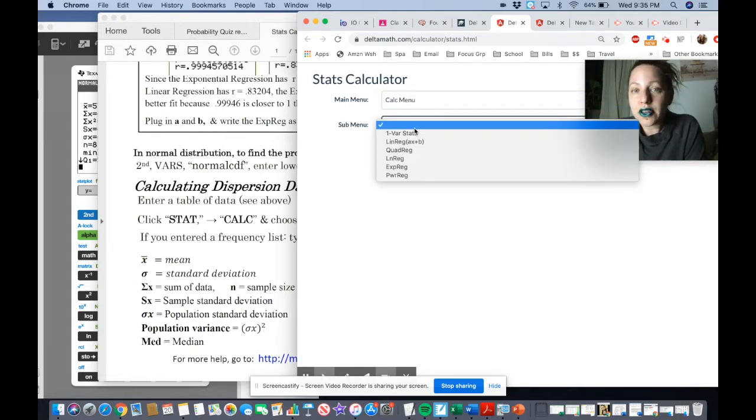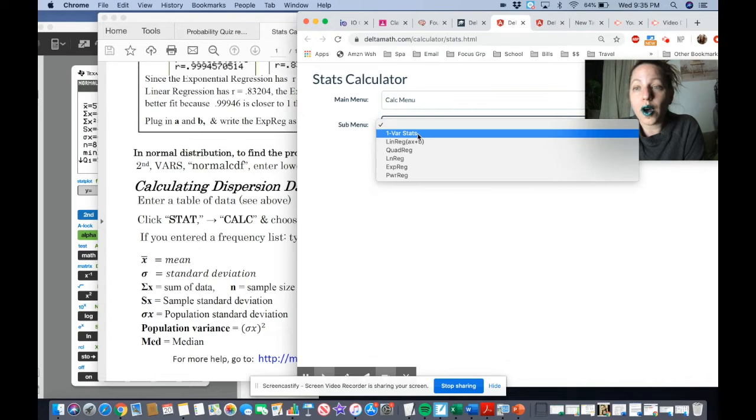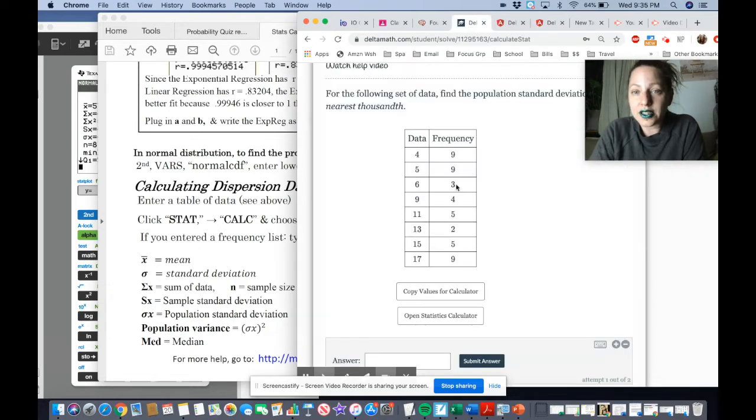In the submenu under Calc, we're going to be choosing one variable statistics. The reason why is because frequency means how often this happens. So it means that you would have 4 written out 9 times, 5 written out 9 times, 6 written out 3 times, etc. Instead of us writing 4, 4, 4, 4, 4, 5, 5, 5, 5, 5, this is a quicker way of doing it.